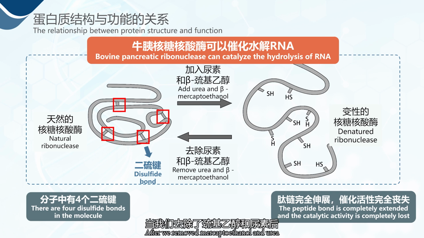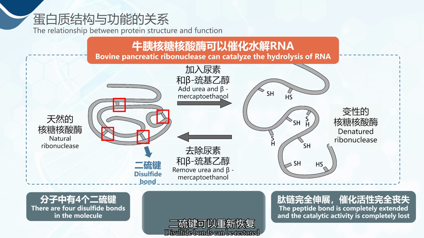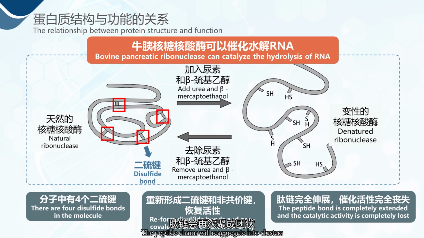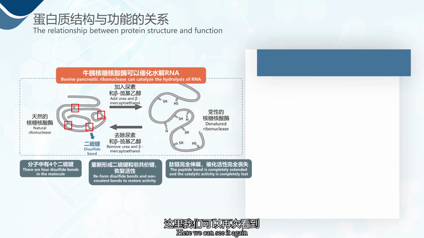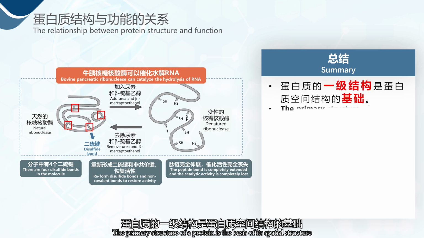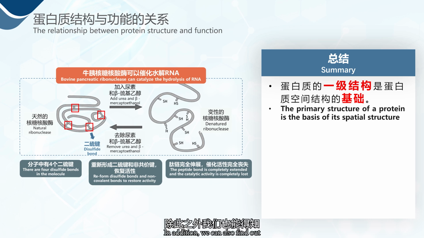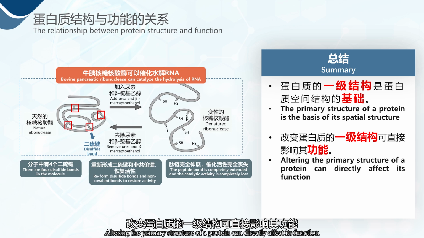After we removed mercaptoethanol and urea, disulfide bonds can be restored. The peptide chains will reaggregate into clusters. Its catalytic function will also be fully restored. Here we can see it again. The primary structure of a protein is the basis of its spatial structure. In addition, we can also find out altering the primary structure of a protein can directly affect its function.